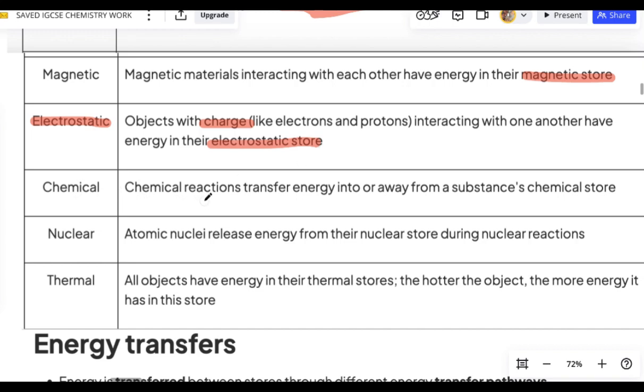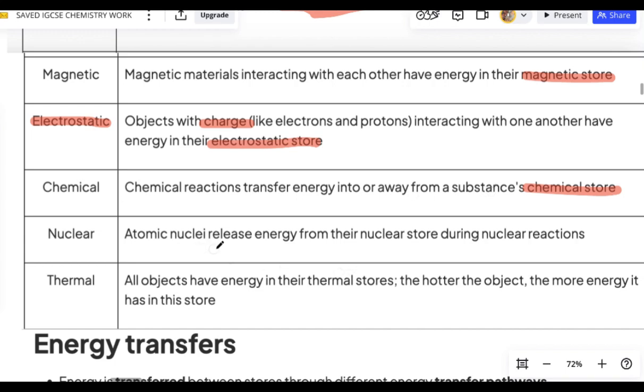Then in the case of chemical reactions, energy is transferred into or away from a substance from its chemical store. For example, in a car battery, the energy it has is from its chemical store. The food we eat contains energy in its chemical store, and the energy the food transfers to our body is from its chemical store to other forms of energy.